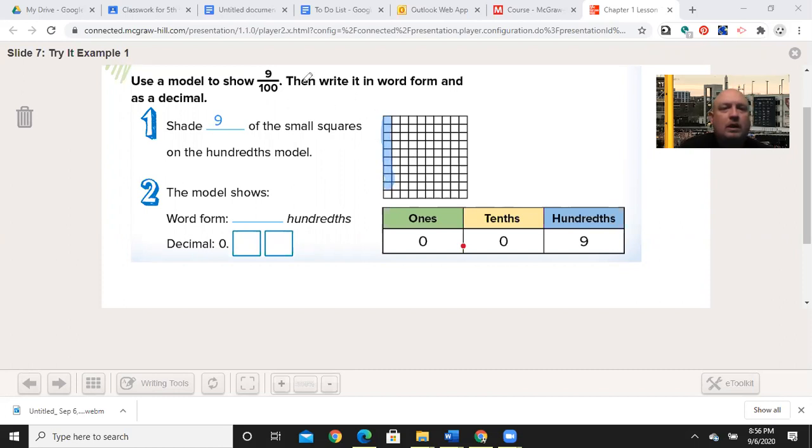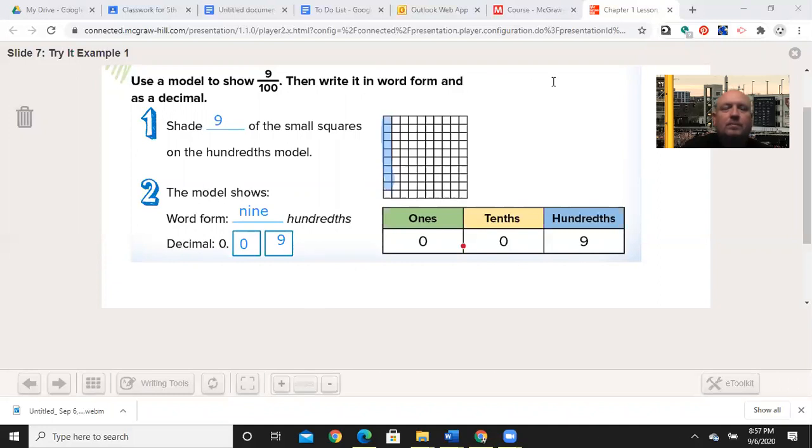And my model shows... Now let's put it in words. What was that number again? 9 hundredths. So I'm going to put the word 9 spelled out. We have 9 hundredths. And now the decimal. And it's a little tougher because we have a 0 in the tenths, so we don't want to leave that out. And then we have a 9 in the hundredths. So my decimal is 0.09.